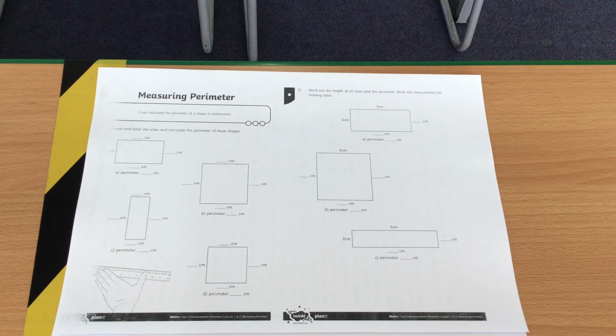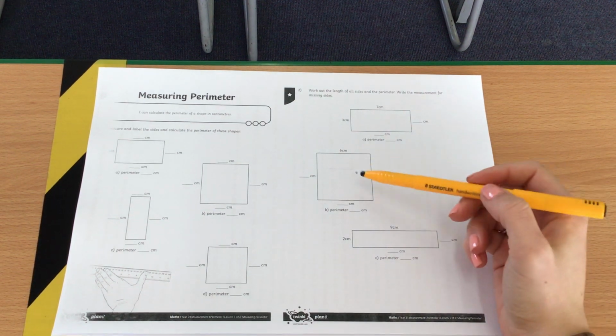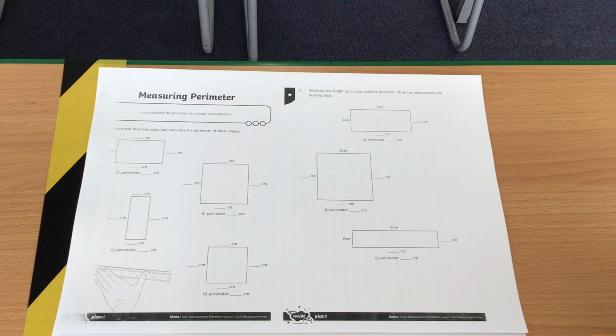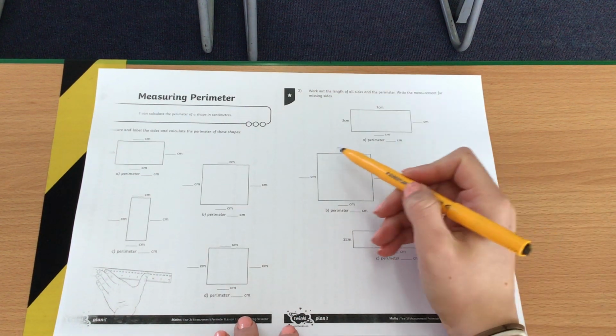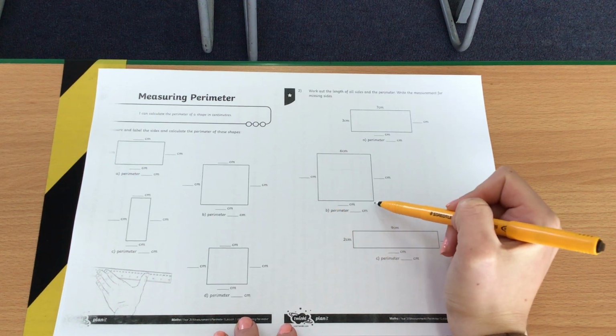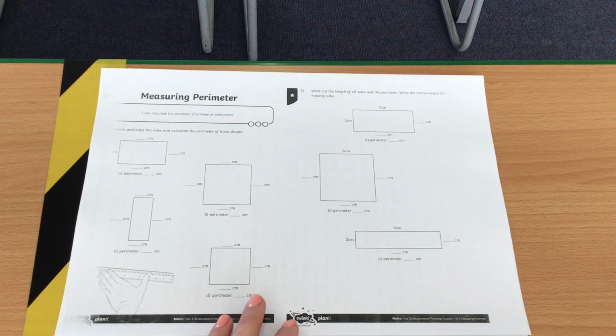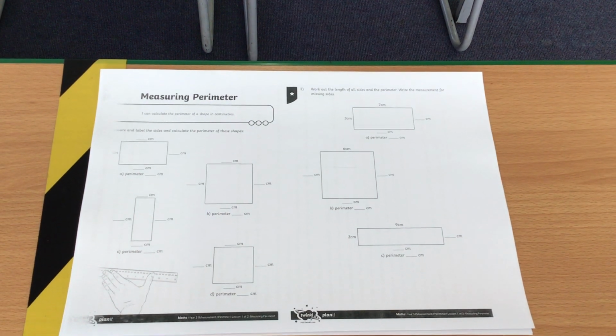You've done a fantastic job finding the area of a shape, so remember how much it fills. But now we're going to look at the perimeter, and all that means is the distance that goes all the way around the shape. So what is the total length of this shape? What is the total distance, okay? So I'm going to show you just two of these questions today to help you.